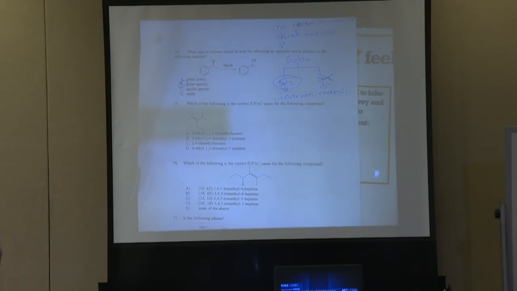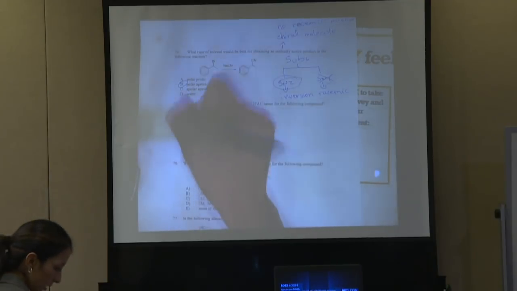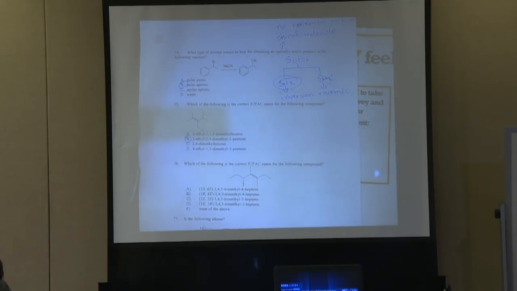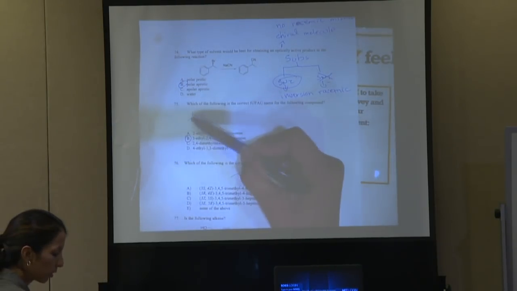So which of the following is the correct IUPAC name for the following compound? B? Everybody agree? Yeah? Anybody need me to go over it? How come we can't use cis or trans here? There's no dash. Are you sure that's why? Oh, also, yeah, there's no. Yeah. Awesome. One side has the same groups, a methyl and a methyl.